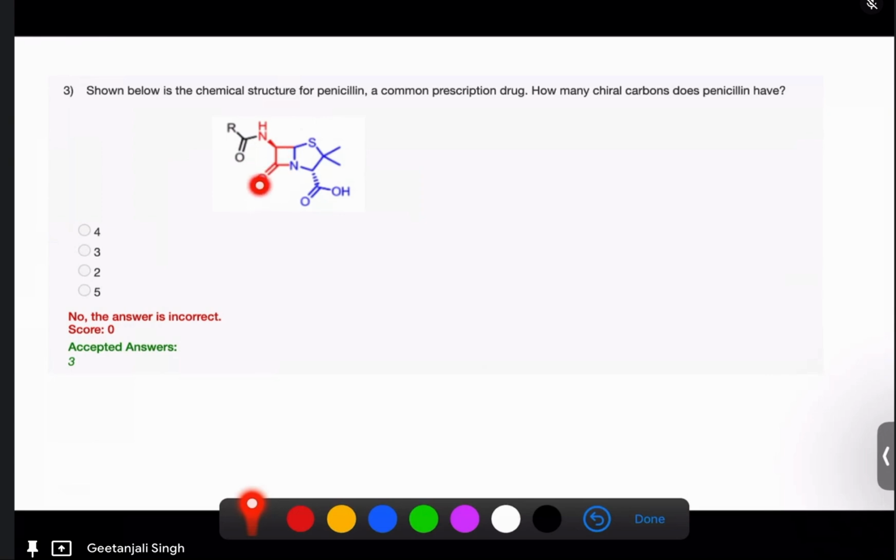And this is a planar structure. We don't talk about chirality in the normal sense here. We talk about faces, E face and Z face, when we talk about planar structures. So this cannot be a chiral center, and not this one. So the correct answer is 3.